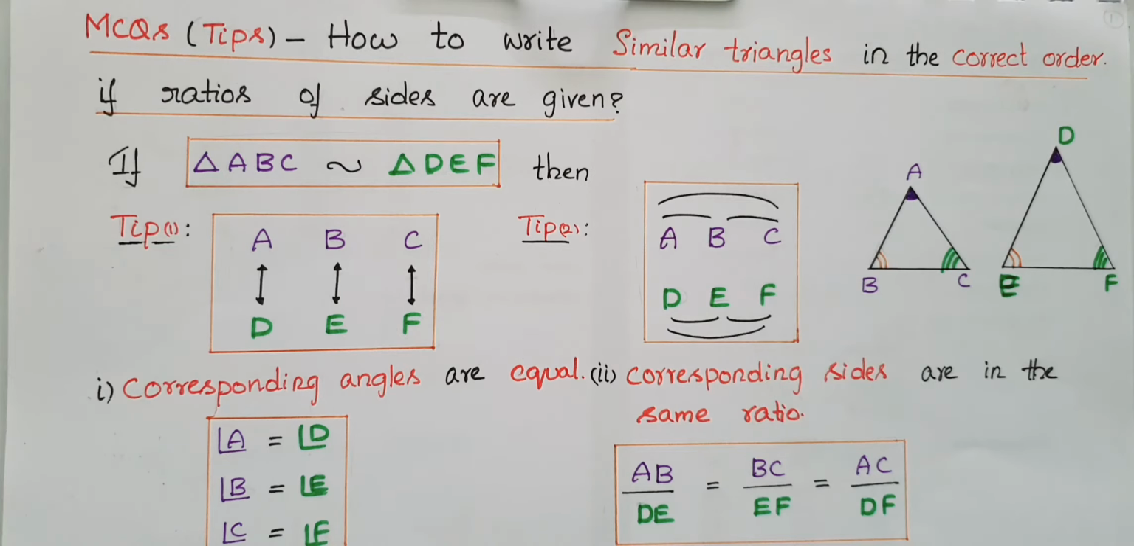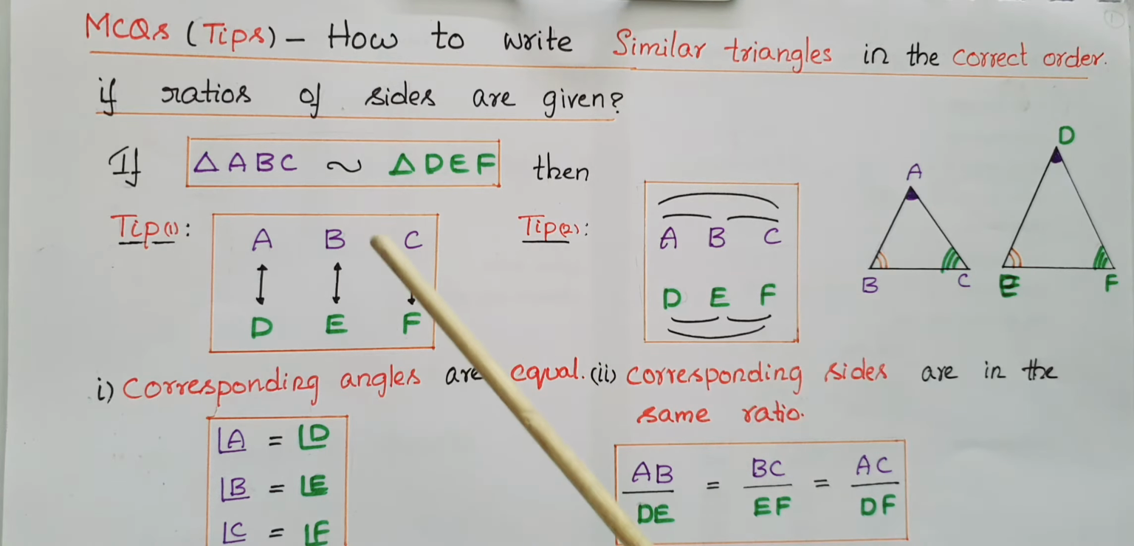Hello everyone. Today I am going to tell some tips to write similar triangles in the correct order if ratios of sides are given. If triangle ABC is similar to triangle DEF, we know that if two triangles are similar, then the corresponding angles are equal and corresponding sides are in the same ratio.